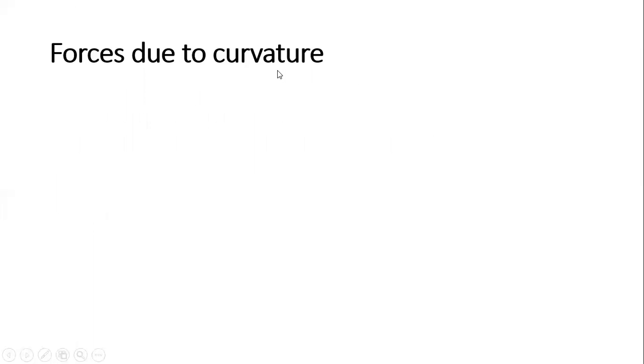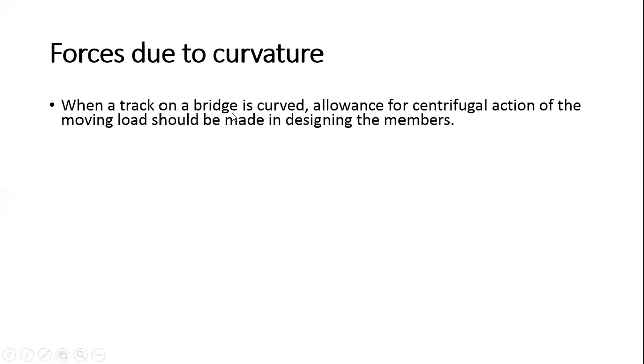Next is the force due to curvature. Sometimes we have curvature on the bridges also. When there is a curve, allowance for centrifugal action of the moving load should be made in the design by the member. So when a curve is there, we have centrifugal action, and to counter this centrifugal action, we have to provide some allowance.